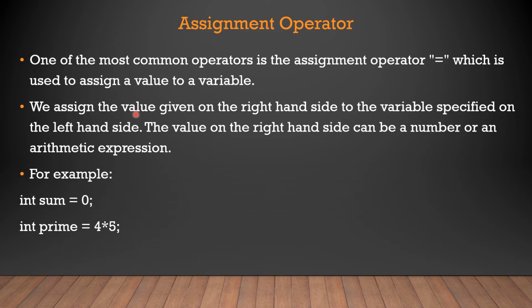We assign the value given on the right hand side to the variable specified on the left hand side. In this example, you can see where we have written int sum equals 0. So basically here we assign the value 0 to this variable sum. This is how the assignment operator works. In the next example, int prime equals 4 multiply 5. So this value 4 multiply 5 will be assigned to the variable prime.